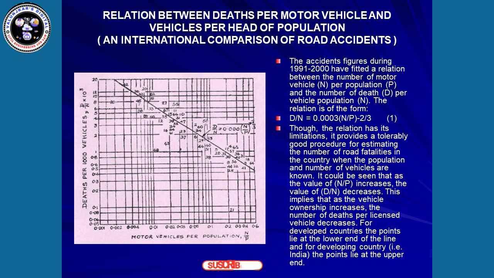The accident figures that we have shown for 1991 to 2000 are fitted in terms of the number of motor vehicles N and the population P, and the number of deaths D per vehicle population N in the form of D by N is equal to 0.003 (N by P) raised to minus 2 by 3. This is the equation and these are the notations.